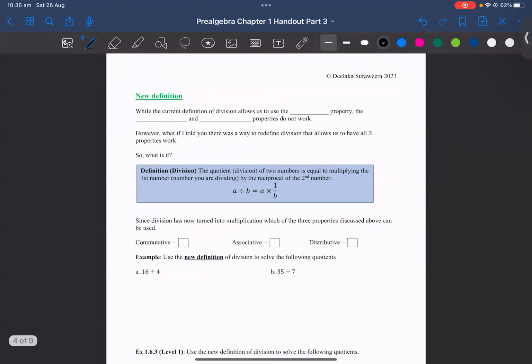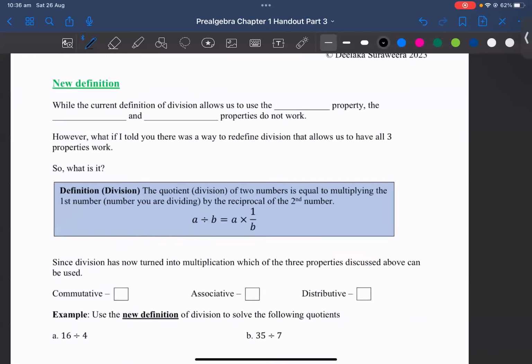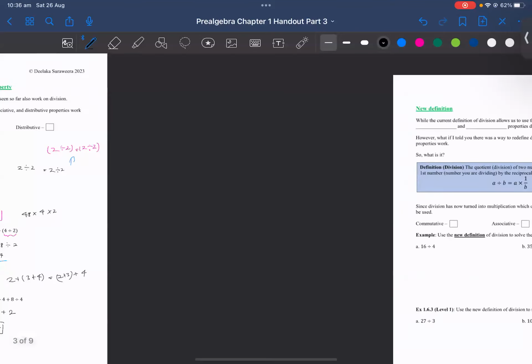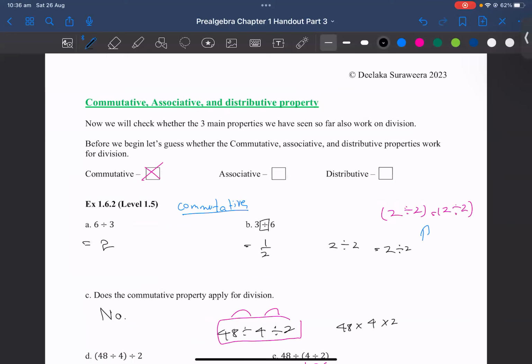Okay, so here is, I think, the big important lesson of today. We're going to go to the new definition of division. Right, we're going to define division in a new way to make it a bit easier for us. So I want everyone to pay attention really closely for this section. So actually before we go there, let's tick the boxes, right?